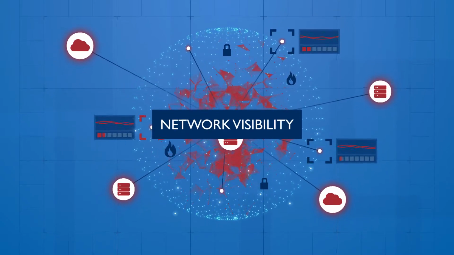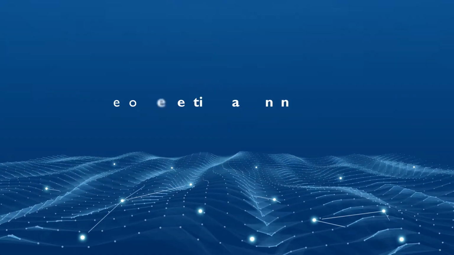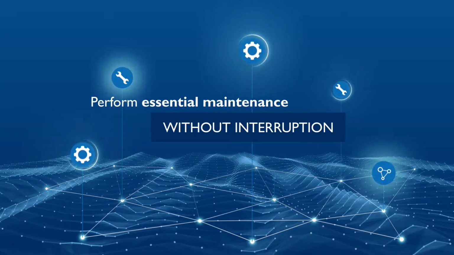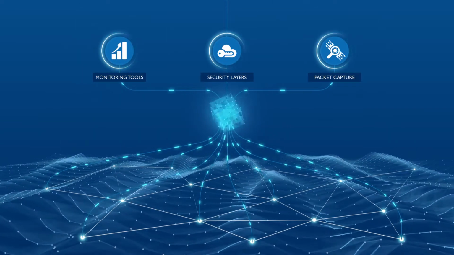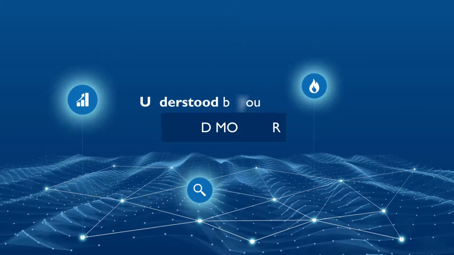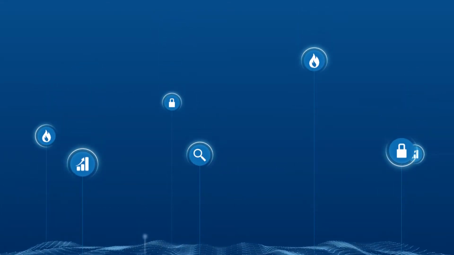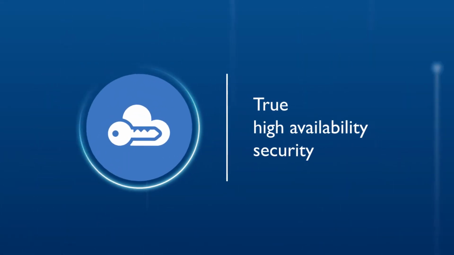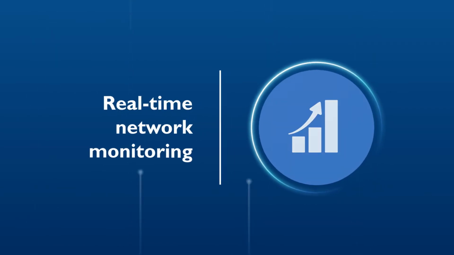Network visibility responds by copying all traffic with zero risk. It lets you perform essential maintenance without interruption, and it can aggregate traffic and make high-speed links compatible with lower-speed tools. Visibility also conditions traffic so your security and monitoring tools can understand it. The result is true, high-availability security and the key data needed for real-time network monitoring.